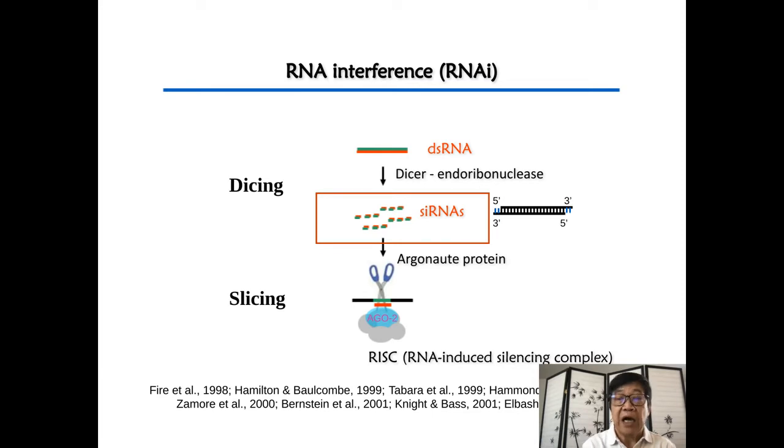siRNAs are a product of the Dicer enzyme, and are a very special form of RNA molecule, actually a short RNA duplex with a 5' phosphate and a 2-nucleotide overhang at each 3' end.